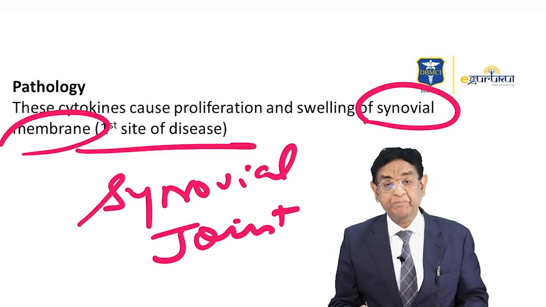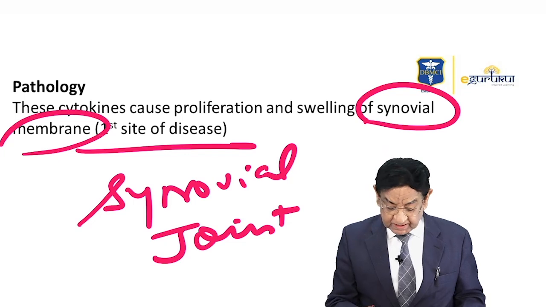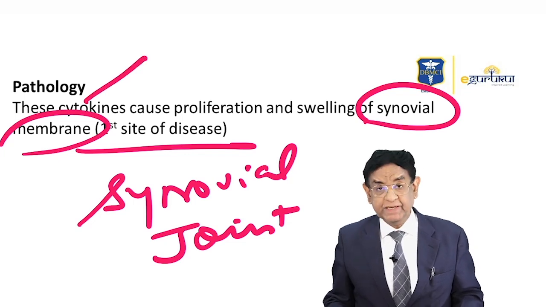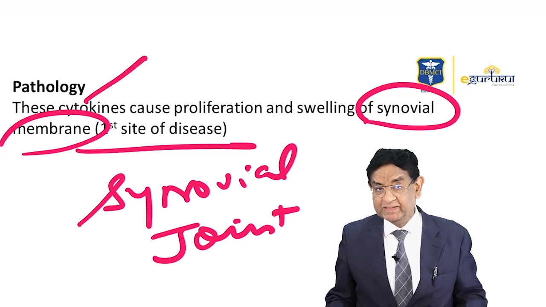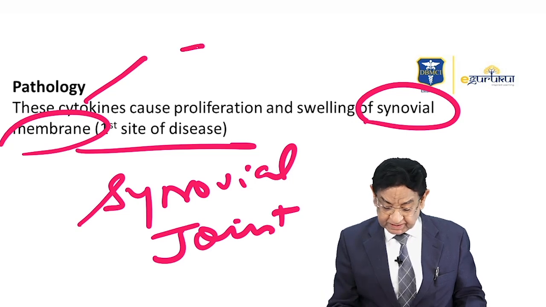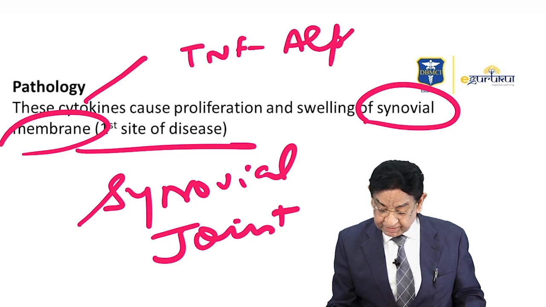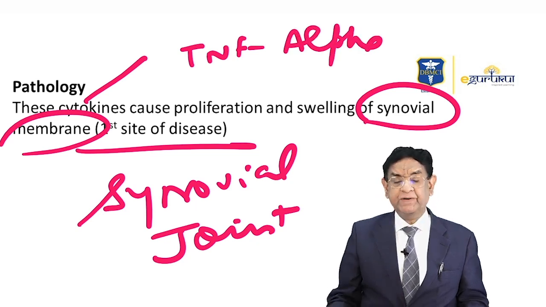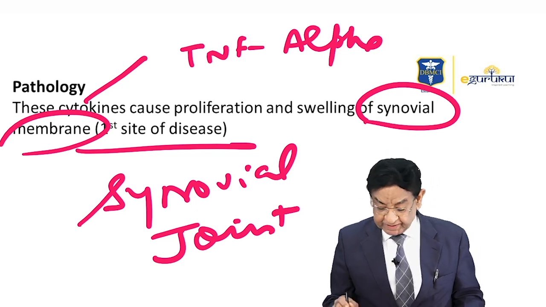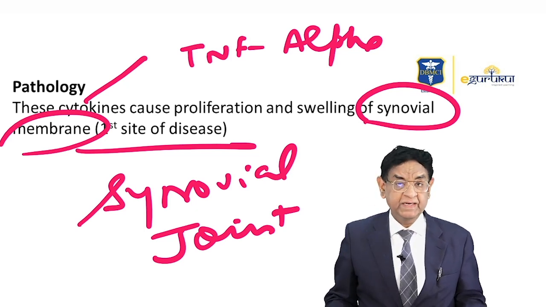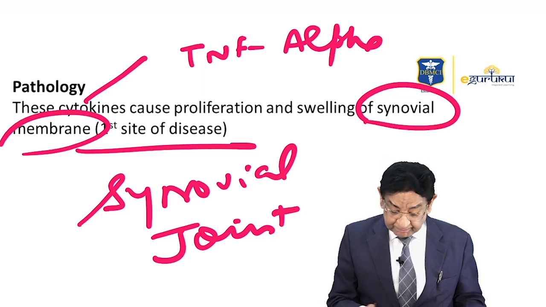And one of the prime factors which start the pathology is, of course, cytokines. But which cytokine plays a very important role? The answer is TNF alpha. Now there are two things I told you in this particular slide. One is about TNF alpha and the other is about the synovial membrane.